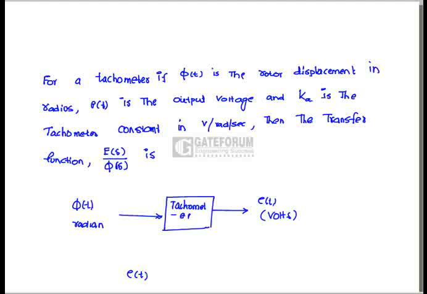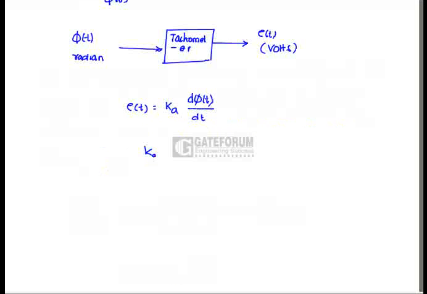E of t equals Ka d theta of t by dt. Here the units of Ka are volts per radians per second. Units of d theta of t by dt is radians per second. Hence the E of t units are volts.